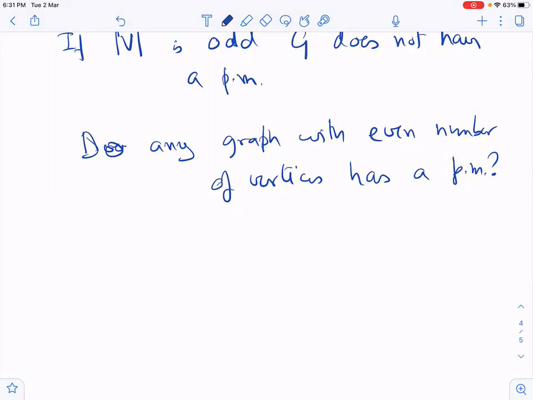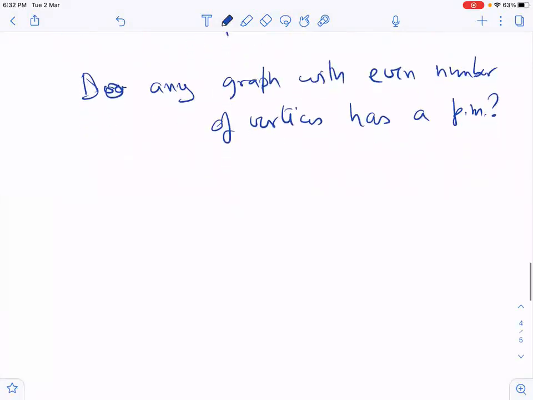Awanish Kumar, are you there? Yes, sir. Do you think any graph with all even edges has a perfect matching? No, sir, it's not necessary. It's not necessary. Can you give an example? Sir, if a vertex is disconnected from all other vertices, then there can be a graph. It can be, very nice.